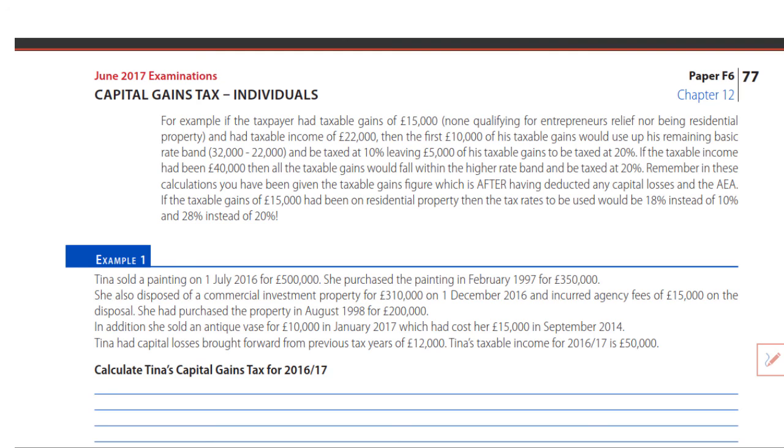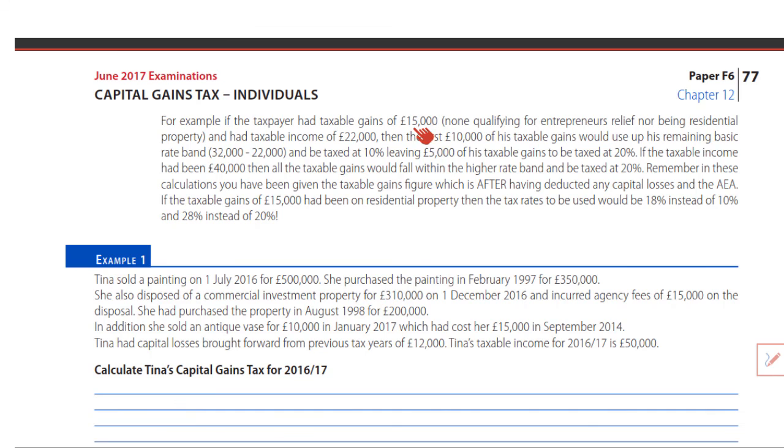We're told that none of these qualify for entrepreneurs relief, therefore the 10% rate, nor are they residential property, so the 28% and 18% rates don't apply. It's going to be the 20 and 10% there. So, what does that tell us? Taxable income of £22,000, basic rate band limit, no reference to any personal pension contributions or gift aid payments made. So with a taxable income of £22,000 and a basic rate band limit of £32,000, that is £10,000 worth of remaining basic rate band.